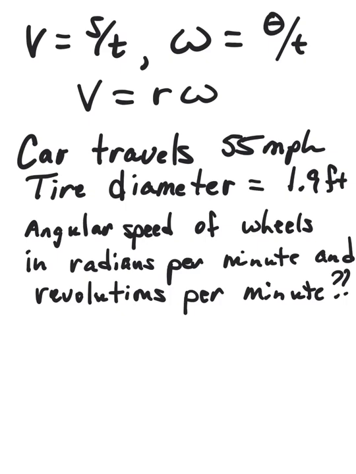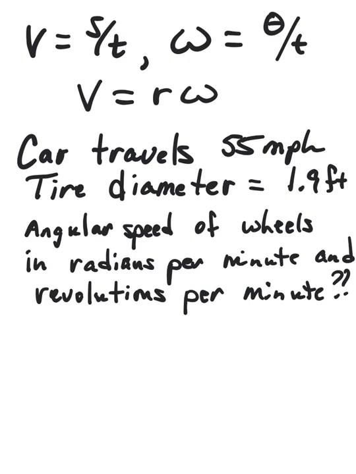The top three formulas are linear velocity is equal to arc length over time, angular velocity omega is equal to theta over time, and a connector formula: linear velocity v is equal to radius times angular velocity. So v equals r omega.